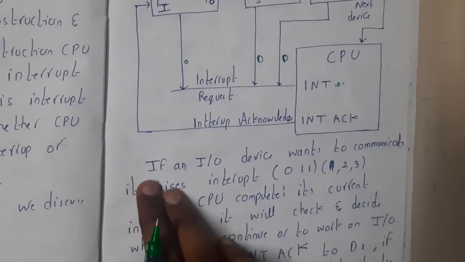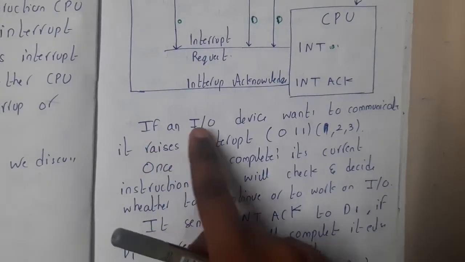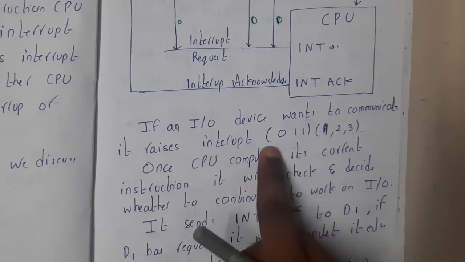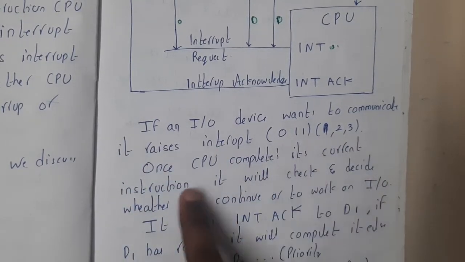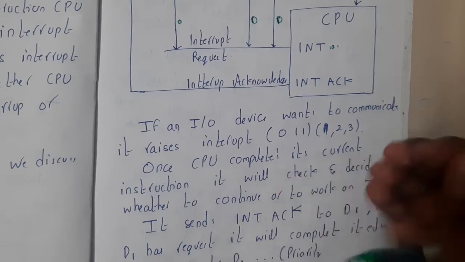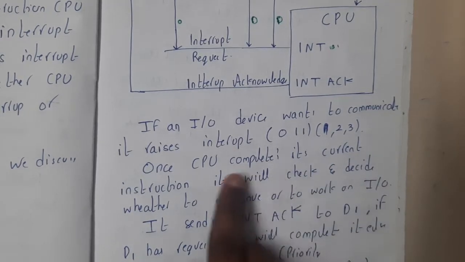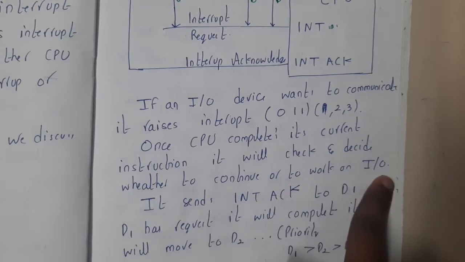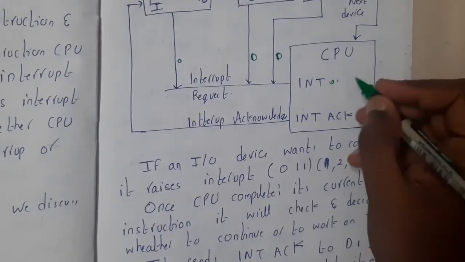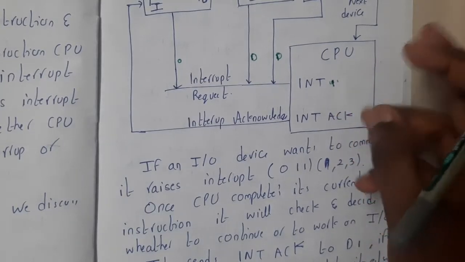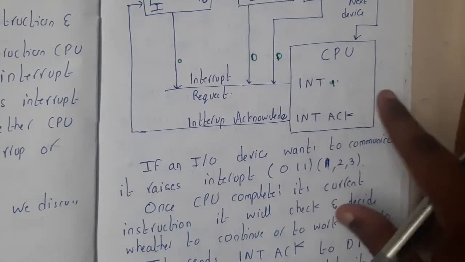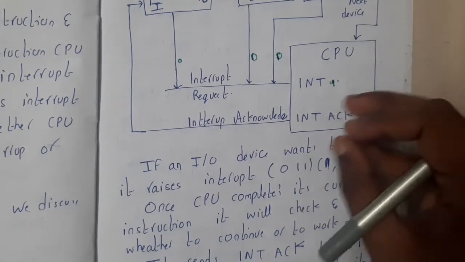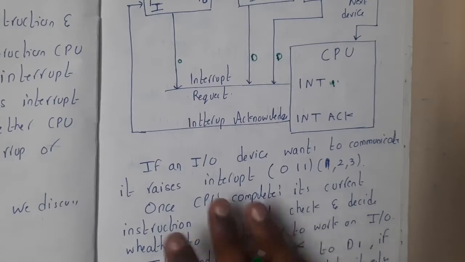If an input output device wants to communicate, it will raise an interrupt, 011 with respect to 123. Once the CPU completes its current instruction, it will check and decide whether to continue or to work with input output. Even though the interrupt is 1, if the CPU is working on some important thing, it will not stop for this interrupt. It will continue its process. Once that important work is done, it will come back to the interrupt, guys. You should remember that.